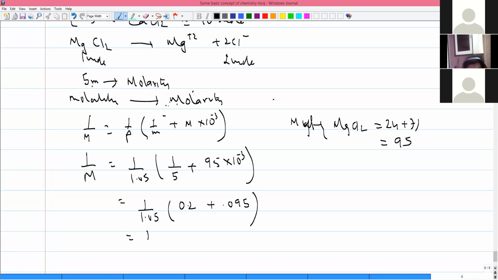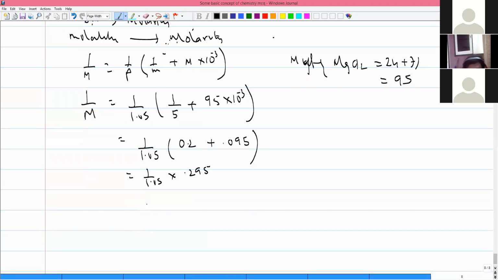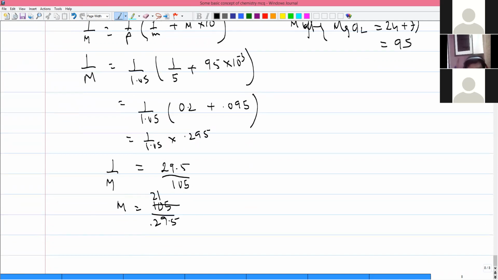So that comes to 1.05 into 0.295. So that comes to 29.5 upon 105. That is 1 upon M. So M is equal to 105 upon 29.5. ये 5 का टेबल जाएगा. 5 2s आ, 5 1s आ, 5 5s आ, 25, 4 कैरी, 5 9s आ, 21 अपॉन 5, 2.1.